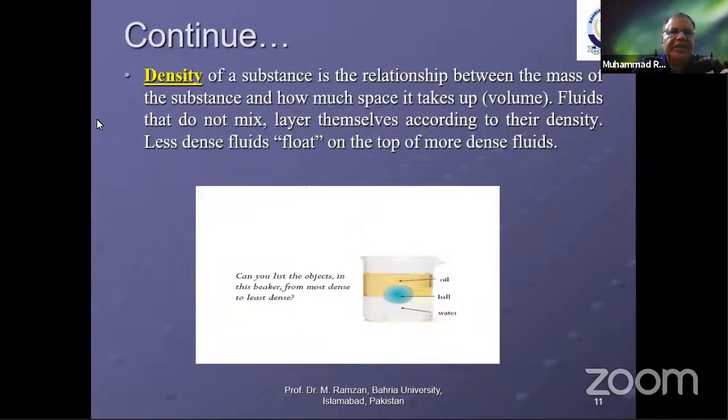Now coming to the density. The density of a substance is the relationship between the mass of the substance and how much space it takes up, meaning the volume. Fluids that do not mix layer themselves according to their density. Less dense fluids float on the top of more dense fluids. An object made from comparatively dense materials, let's say such as iron, will have less volume than an object of equal mass from a less dense substance such as water.